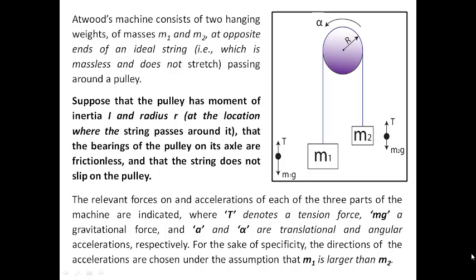So the relevant forces on, and the accelerations of, each of the three parts of the machine are indicated, where T denotes the tension, mg represents the gravitational force acting on the mass, a is the translational acceleration and alpha is the angular acceleration of the pulley. For the sake of specificity, the directions of the accelerations are chosen under the assumption that mass m1 is larger than m2. So these are the basic conditions involved in solving Atwood's machine problems.